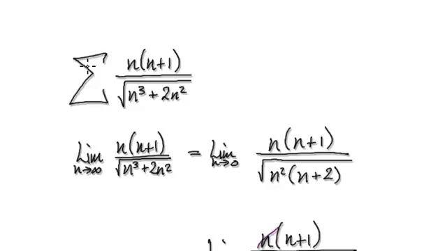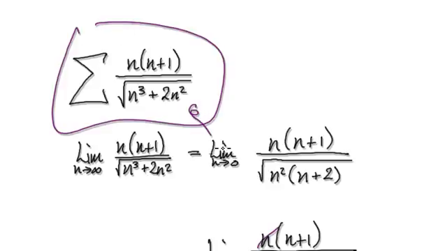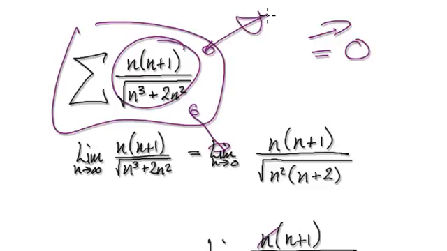Therefore, in order for any series to converge, the limit as n heads towards infinity must be 0. But here it's just going to get bigger and bigger and bigger. This thing here is going to diverge. Okay.